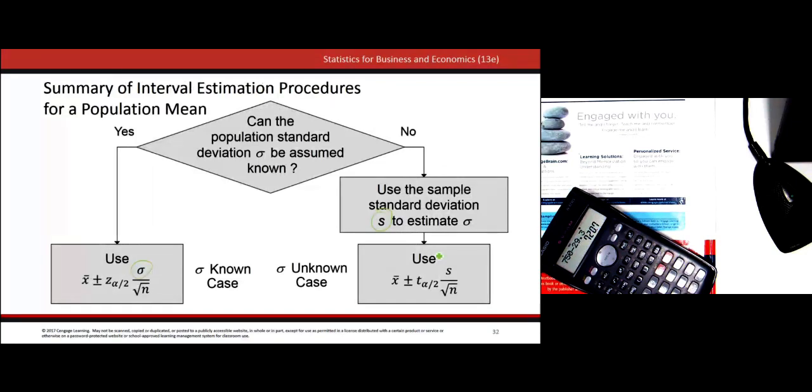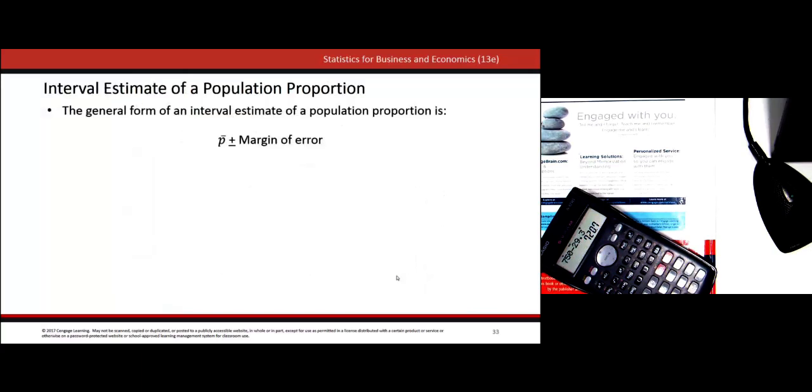Here we only discuss the two cases, but there's also another, the large sample case. If the sample size is large enough, since the difference between the t-distribution and standard normal distribution is negligible, we can still use the standard normal distribution. But here we only discuss these two cases. So you look at the question: if sigma is known, you use the standard normal distribution and sigma to calculate the margin of error. If sigma is unknown, then you use the sample standard deviation and the t-distribution to calculate the margin of error.